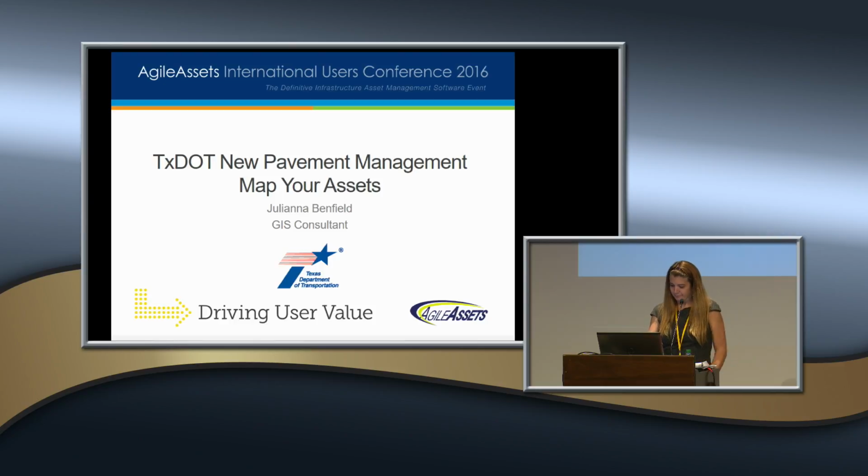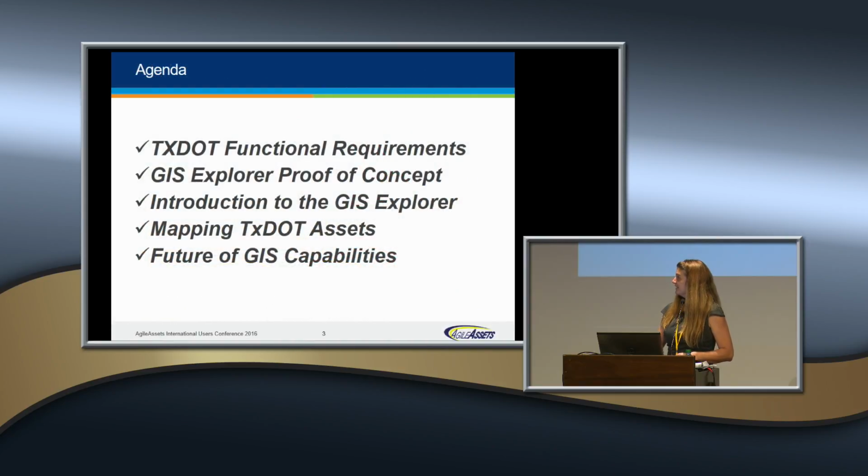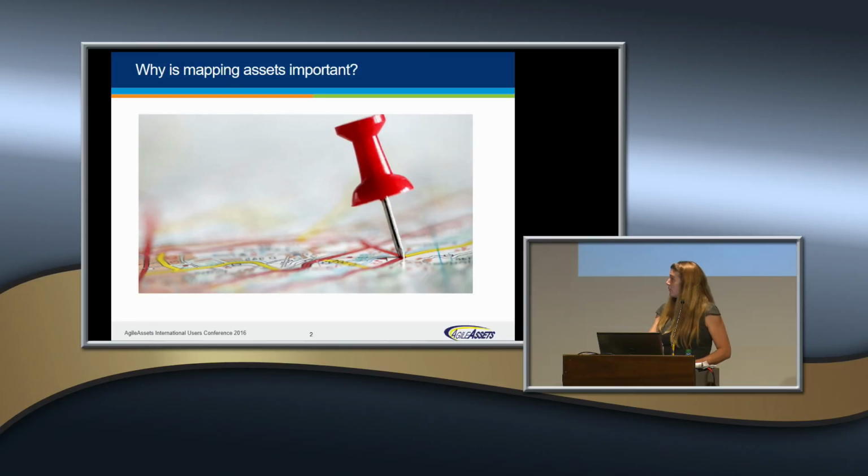Okay, so I'm doing this presentation in conjunction with TXDOT on how our mapping capabilities were integrated with TXDOT. Let me go to the next slide. So why is mapping assets important? Because maps tell us a story. Mapping our assets tells us a story about the geospatial view of our data in relation and conjunction to each other. Mapping assets and collection data helps users make better informed decisions.